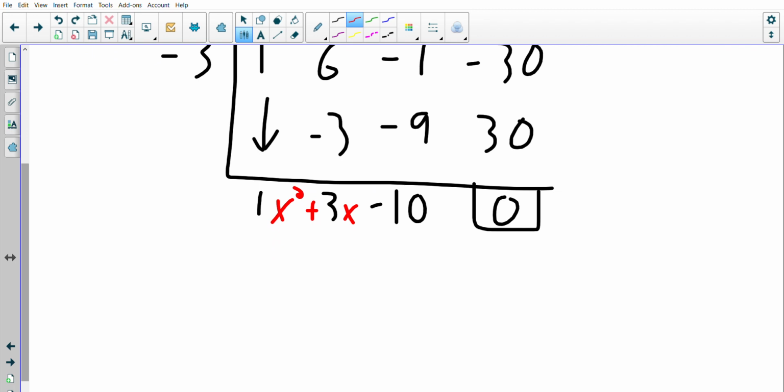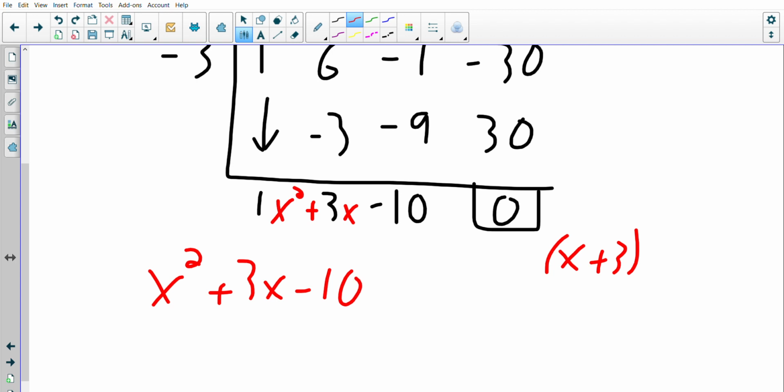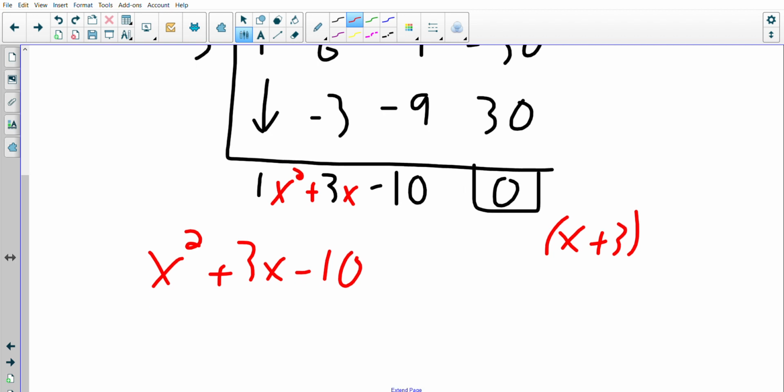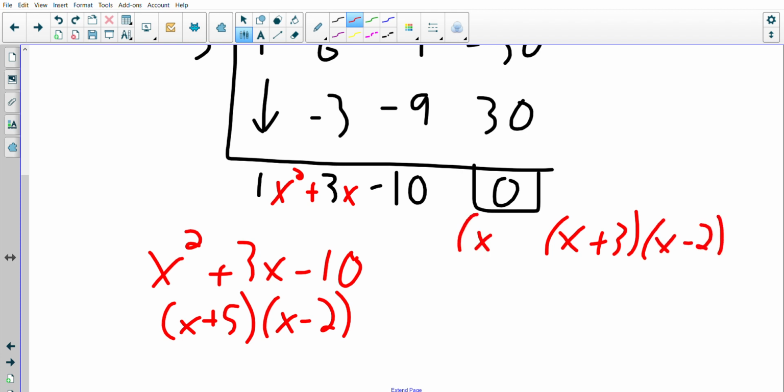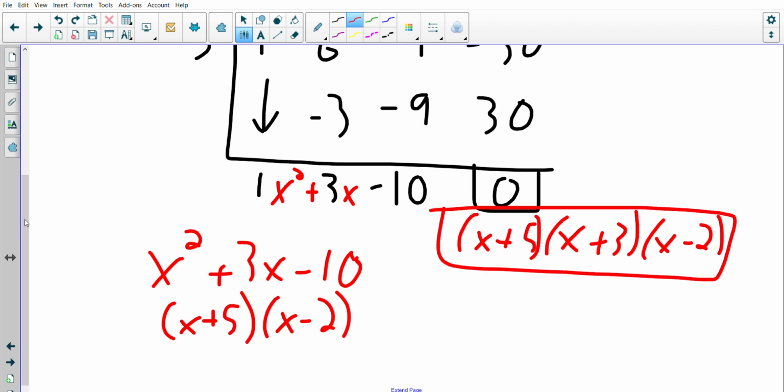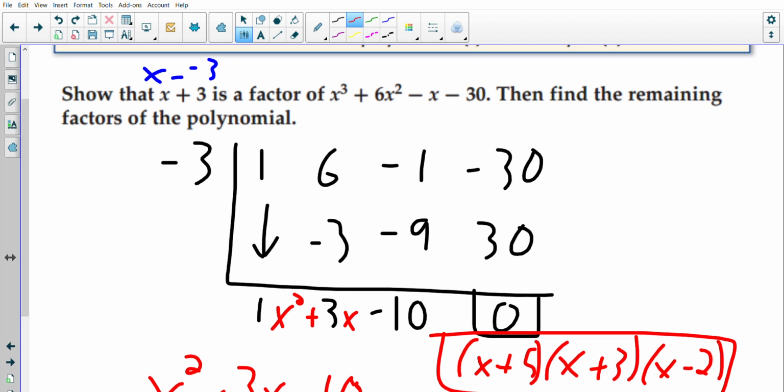So now we have one factor of x plus 3. That's one factor. We need the other two. We're left with x squared plus 3x minus 10. And now, well, since we're factoring masters, we know that this factors into x plus 5 and x minus 2. Okay, so we have the factors of x plus 3, x minus 2, and x plus 5. And that is how we have factored the entire polynomial of x cubed plus 6x squared minus x minus 30.